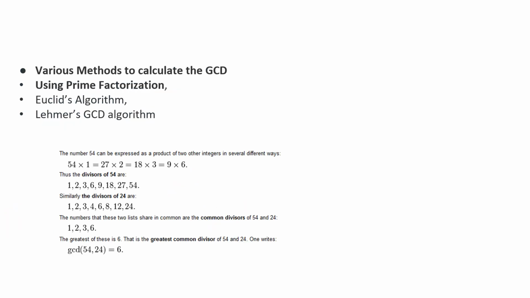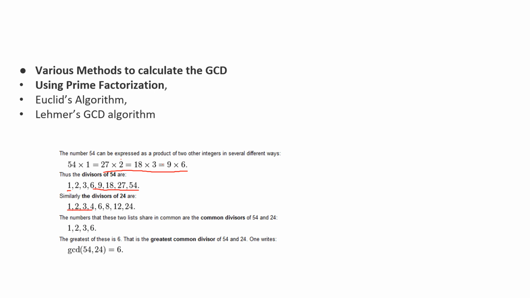Here you can see we have different methods to calculate the GCD. What we did now is the prime factorization method. That is, we are checking whether each number is divisible by the given numbers and taking the largest number out of it. Here 54 and 24 are the two numbers for which we want to find the GCD. We take the factors of 54: 27 into 2, 18 into 3 and 9 into 6. So we write all these numbers: 1, 2, 3, 6, 9, 18, 27 and 54.